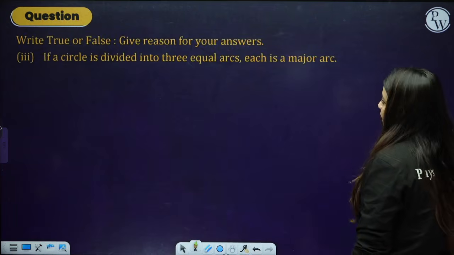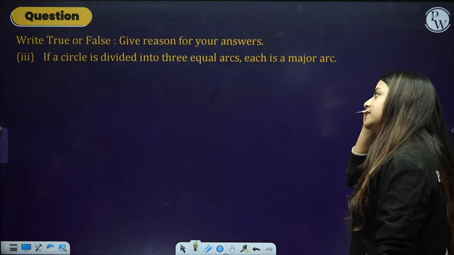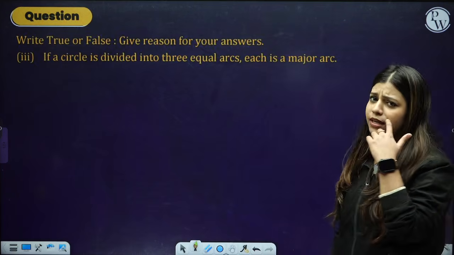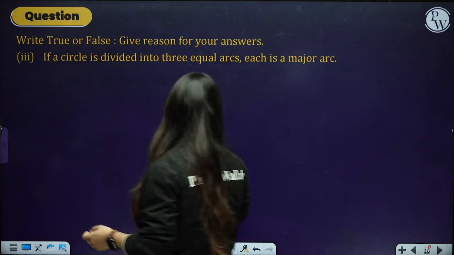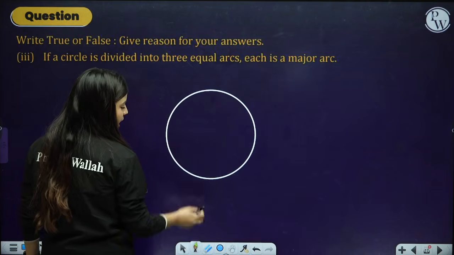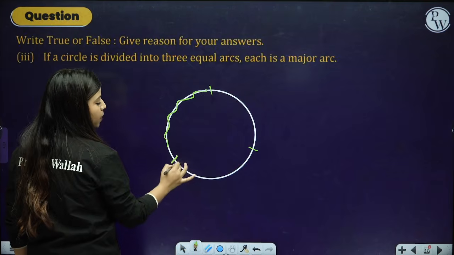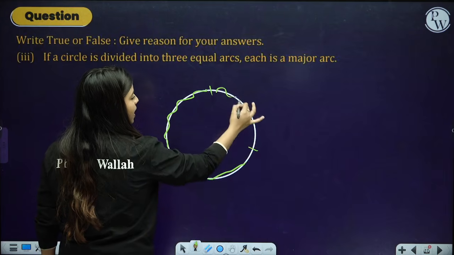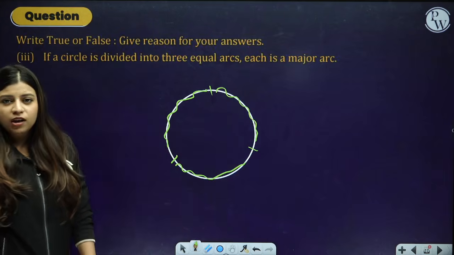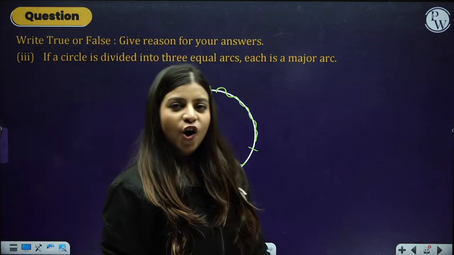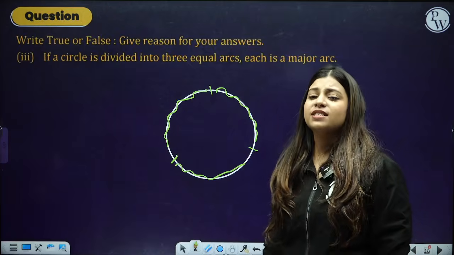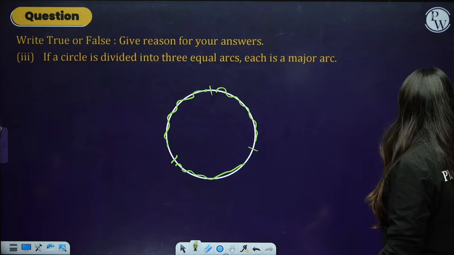The next that we have over here is, if a circle is divided into 3 equal arcs, each one is a major arc. Let's see. If this is a circle and I divide it into 3 parts, that means this part is equal, this part is equal and this part is equal. So do all 3 of them become the major arc? No. All 3 of them become equal, or we can say minor arcs of the circle.